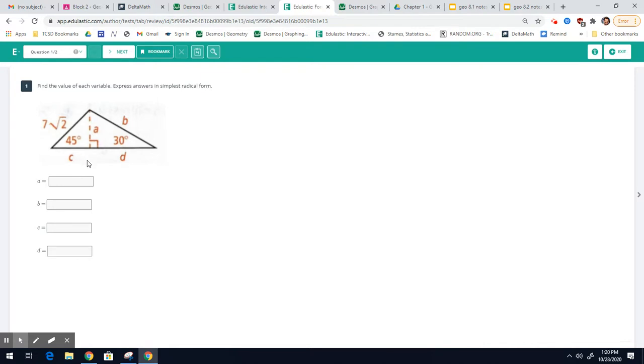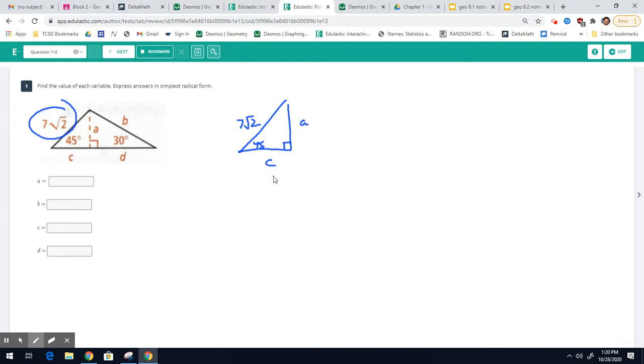Because of this, we need to think of this in two phases. Notice they give you this measurement right here, so we need to focus on the 45-45-90 triangle first. You'll see I just draw it here. This was 7 square root of 2. Here was one of the 45s. This is a right angle. This is C. This is A.